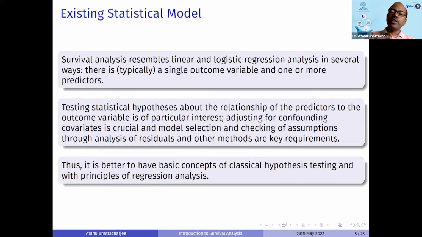So basically, this statistical model works in two ways. One is linear regression, and the survival analysis model is basically a combination of the linear and logistic regression models. Once the model is done, our next job is how to do the statistical hypothesis test. Testing a statistical hypothesis is about the relationship of the predictor to the outcome variable of interest. So, as I mentioned, age, gender, and all these prognostic factors, how they are contributing towards the outcome of interest.